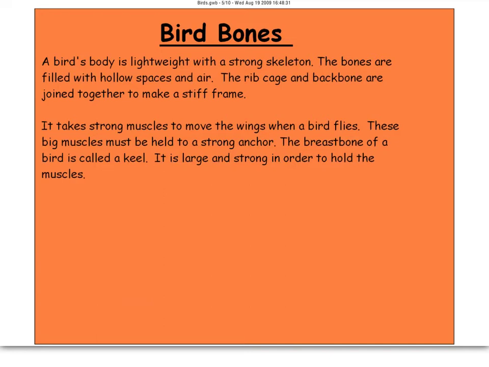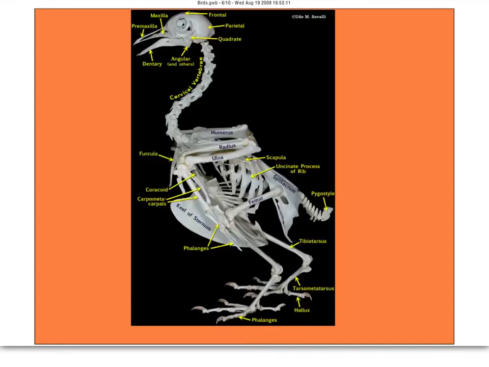I'll show you a picture of the keel. You'll notice the keel right here. This is what's holding everything together. These bones are light and hollow. They're filled with air, but the strong muscles are what helps them to get the lift. Okay, this is a real skeleton, by the way, of a chicken.